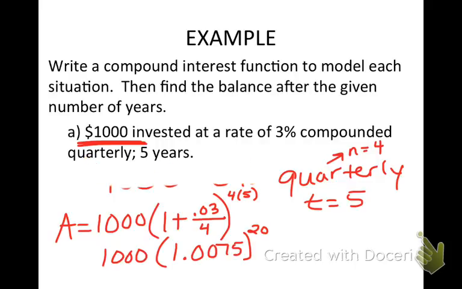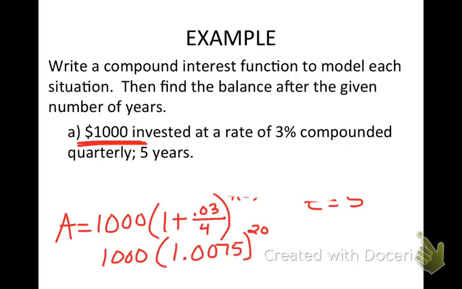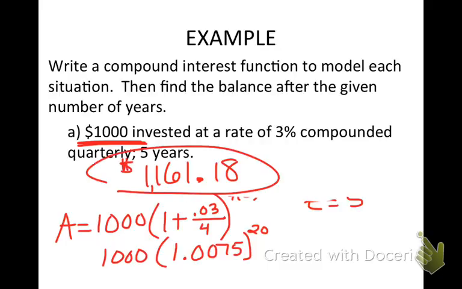I got 3.17 times 10 to the negative 40th. Anybody else got $1,161.18? Try it again. I got that.